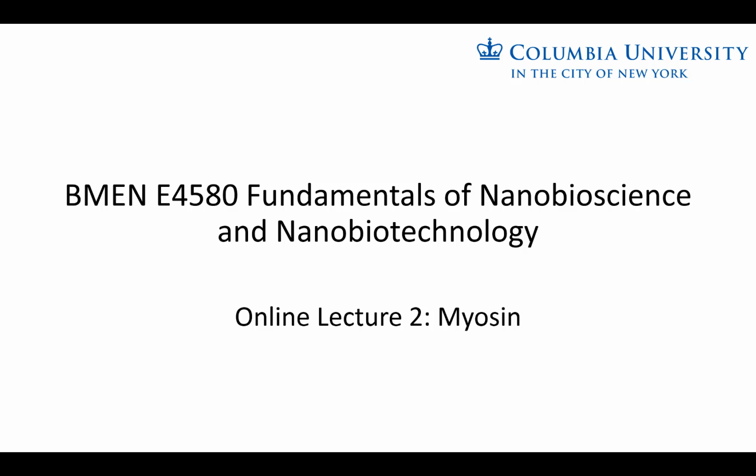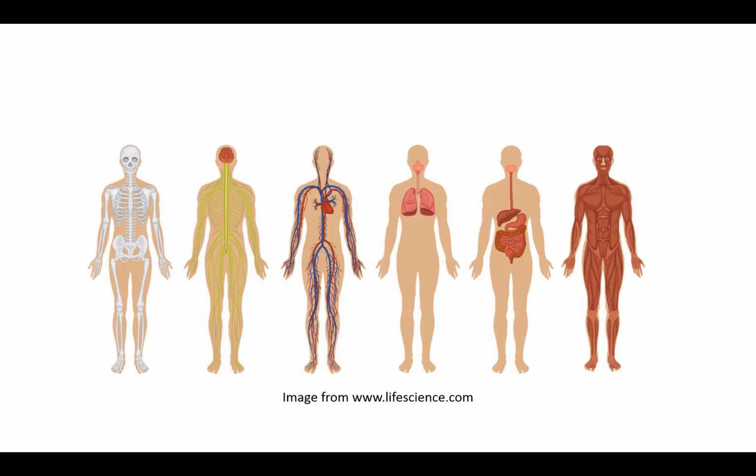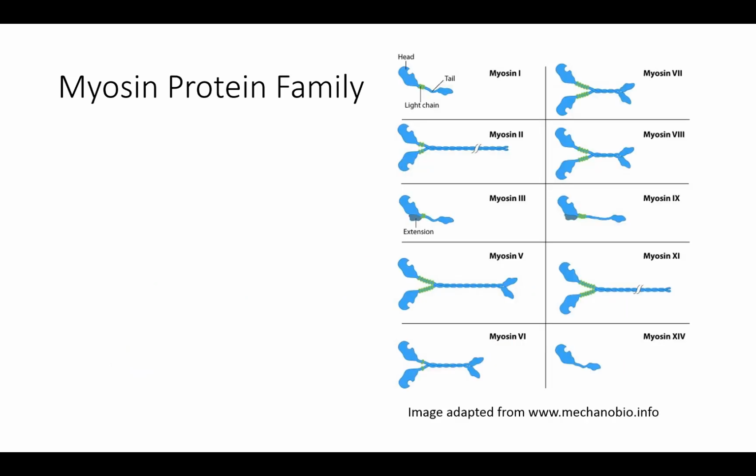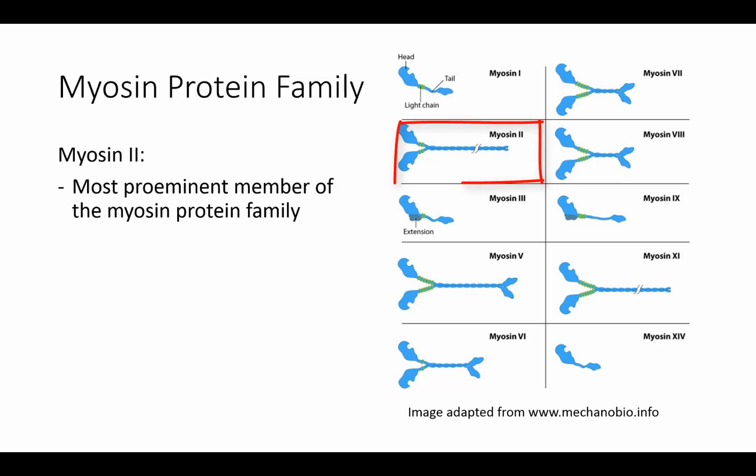If you ask what is the most abundant protein in the human body, the protein myosin 2 is a good candidate for the right answer. The myosin protein family is made of more than a dozen different proteins, some of which you can see in this image on the right. Myosin 2 is the most prominent member of the myosin protein family.